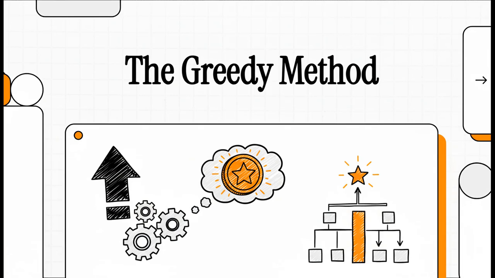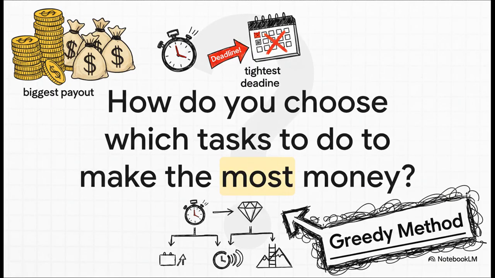So, what if I told you there's this powerful problem-solving trick from computer science that can help you make better, faster decisions? Seriously, it's not about mapping out every single possible future. It's called the greedy method, and it's all about one simple idea: making the best choice you can see right now.